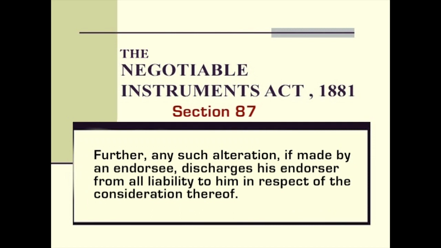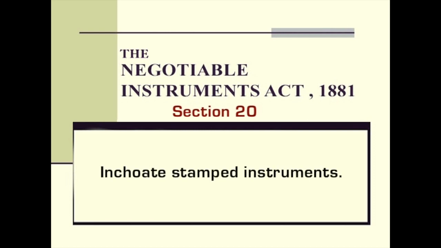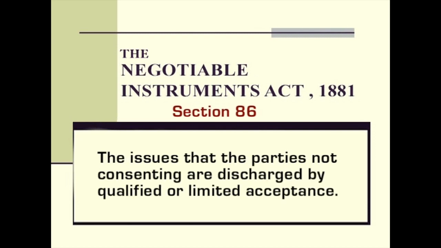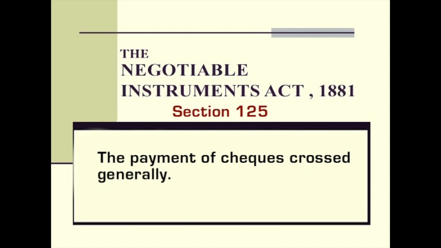Further, any such alteration, if made by an endorsee, discharges his endorser from all liability to him in respect of the consideration thereof. The paying banker must be cautious that these provisions are to be read with the other provisions of the Negotiable Instruments Act, such as Section 20 relating to inchoate stamped instruments, Section 49 relating to conversion of endorsement in blank into endorsement in full, Section 86 relating to the issues that the parties not consenting are discharged by qualified or limited acceptance, and Section 125 relating to the payment of checks crossed generally.